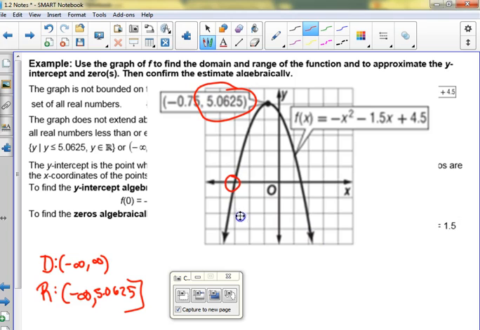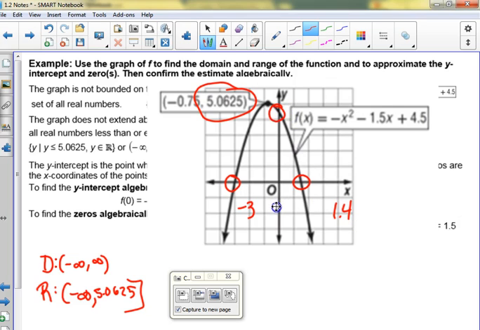Estimate the zeros. What's that look like? -3. And what's this look like? 1.4, 1.3, I don't know. If you had to do it exactly, could you type this in your calculator and find those? Okay.